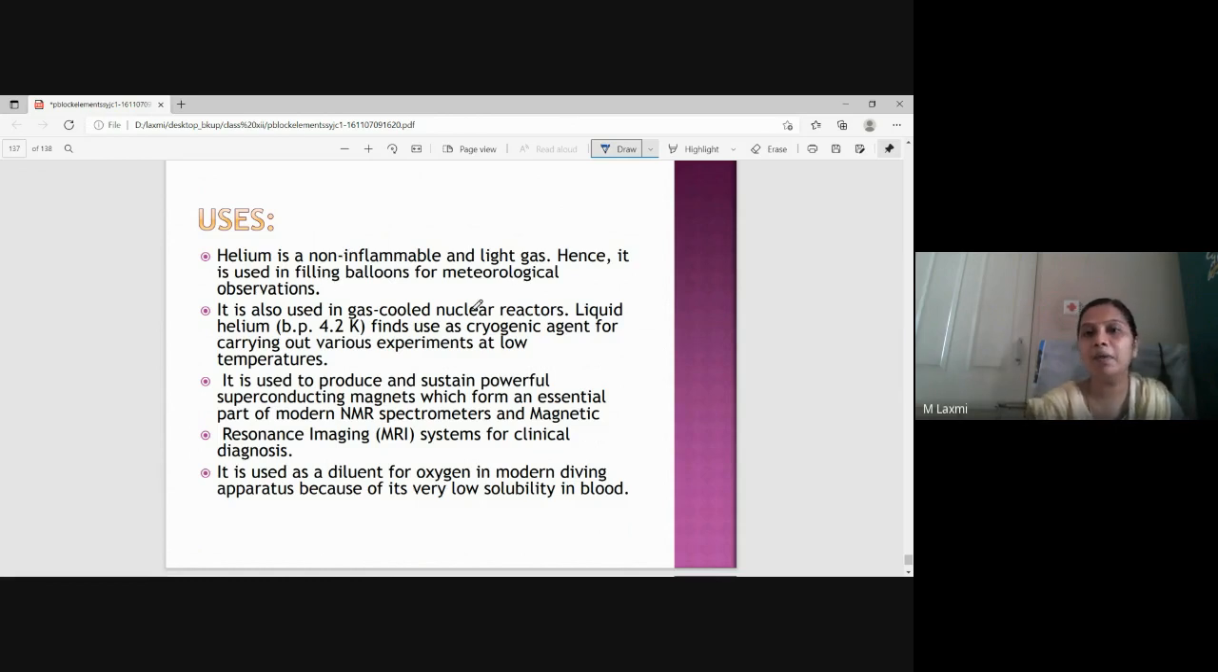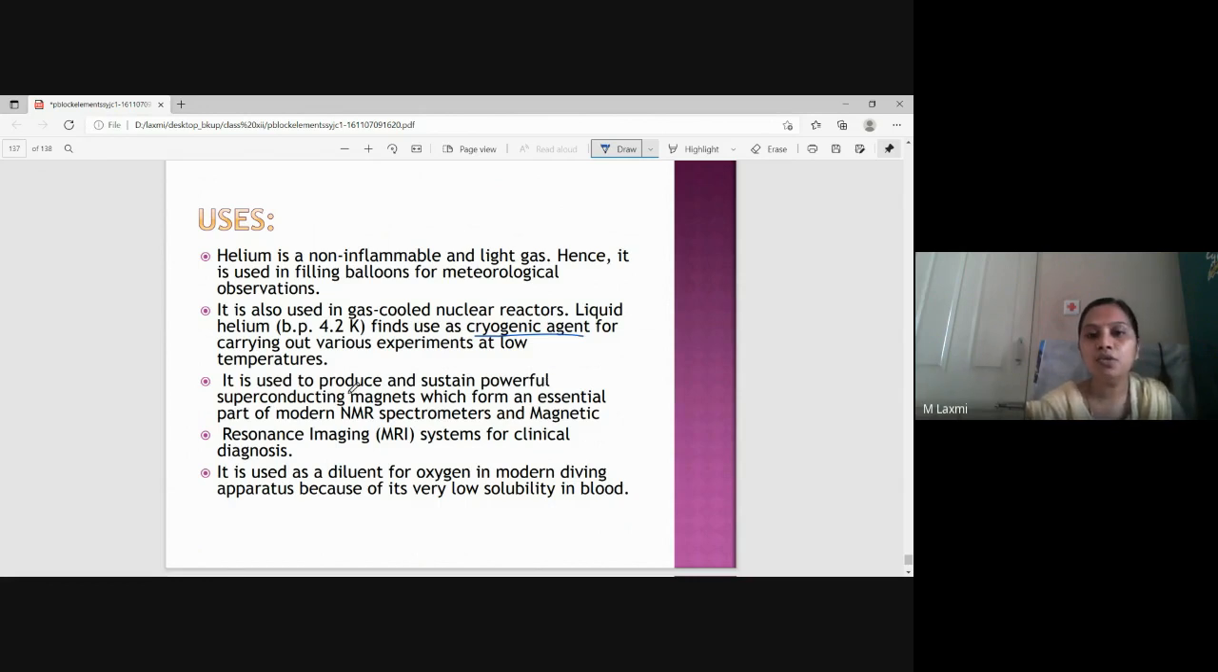It's used for filling balloons as well as for meteorological observation. It's also used in nuclear reactor as a coolant. And liquid helium is used as a cryogenic agent to carry out many experiments at low temperature. So cryogenic agent means which is used at a temperature of minus 196. So helium is used as a coolant. It is used as a cryogenic reagent for experiments to be performed at low temperature.